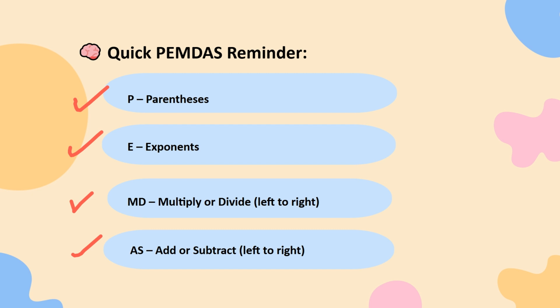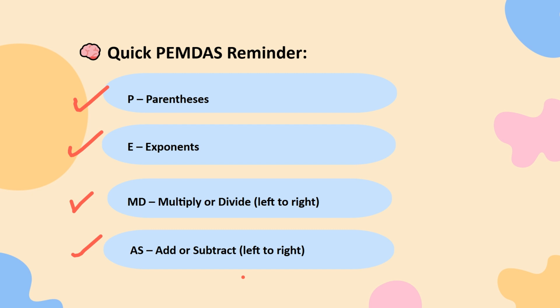So we remember PEMDAS, where P stands for parentheses, E stands for exponents, MD stands for multiply or divide from left to right, and then AS stands for add or subtract from left to right. I think there's also another term for this, like BODMAS. We will go to that probably in our next videos.